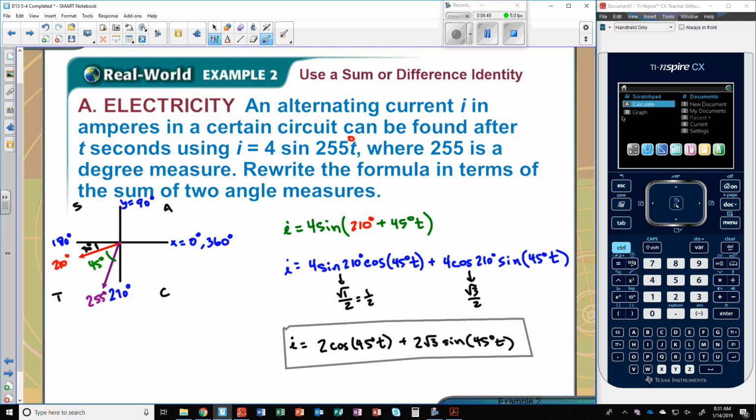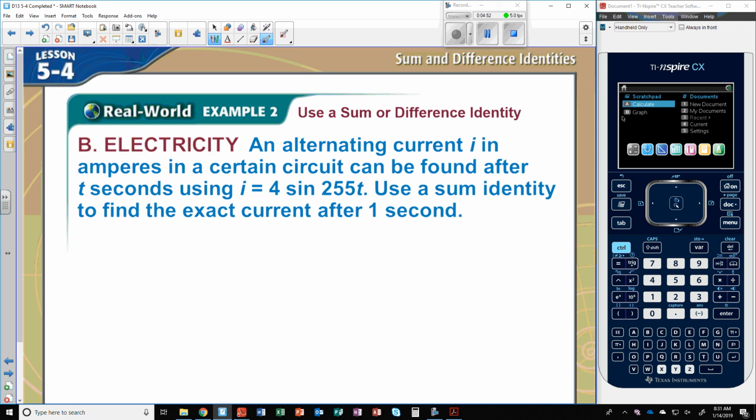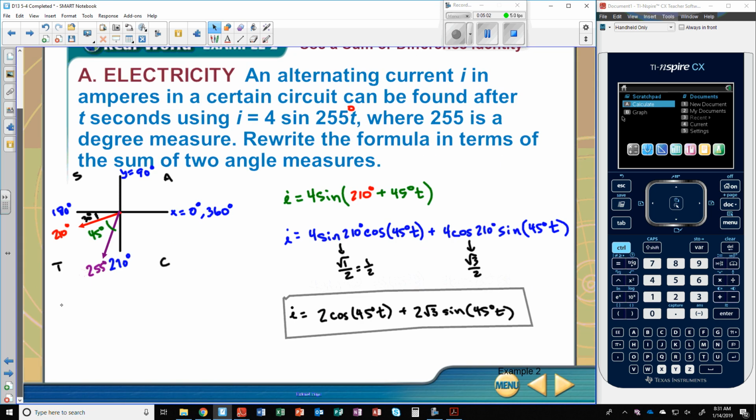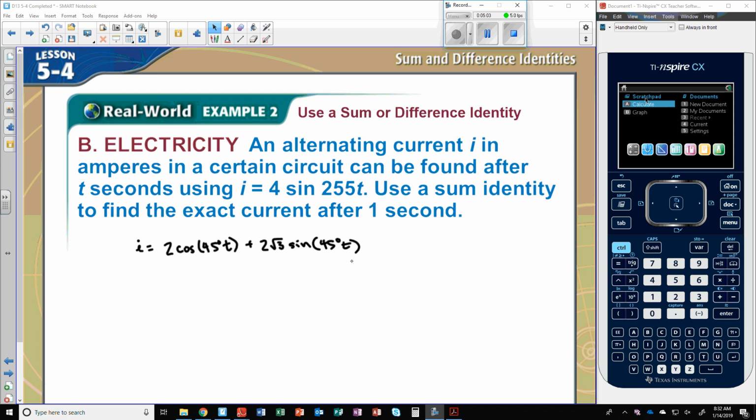Now let's check out this next one. It says, what would be the case if it were after 1 second. So I'm going to take this same formula that I just wrote down here, and I'm going to copy it. And so here's my formula, and now we're saying that t is 1, so 1 times 45 degrees, that just basically goes away.